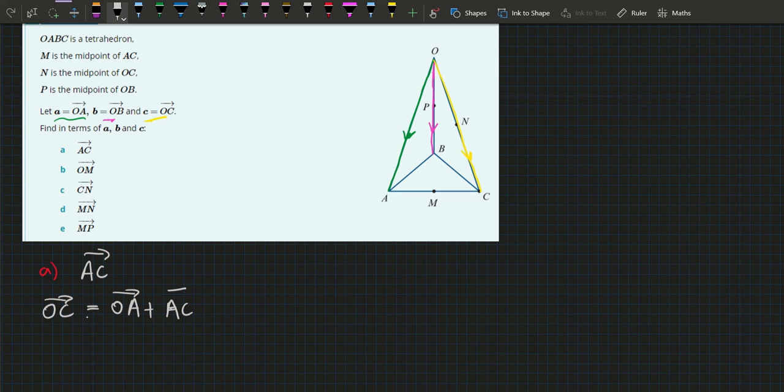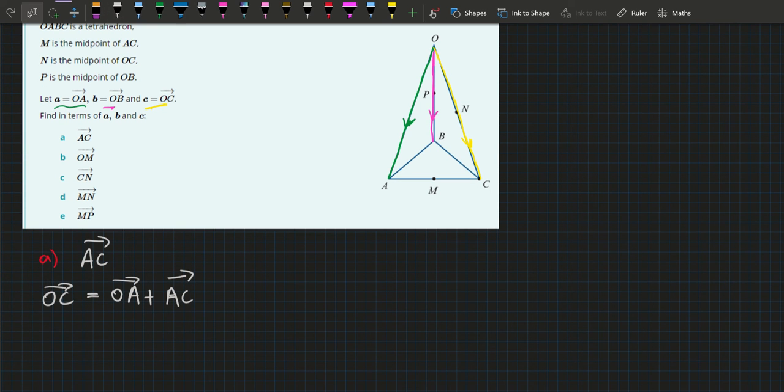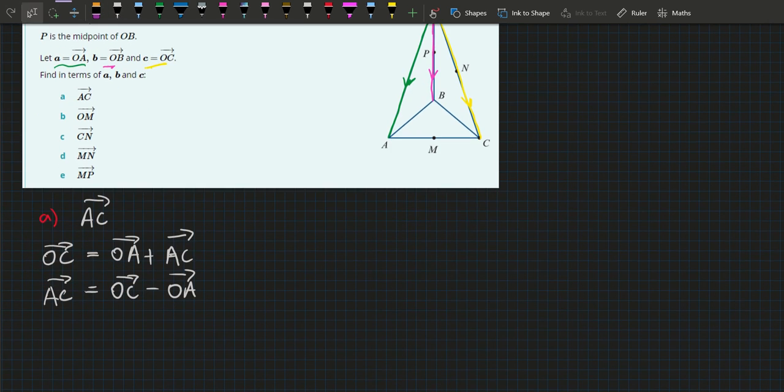All right? And if I subtract my O to A from both sides, I end up with AC is equal to OC minus OA. So I've subtracted OA from both sides. I've just switched sides and where they would be. Hopefully you can see that. So I've just reduced it to vectors we do have now. So O to C is C, and O to A is A. All right, and that's done.